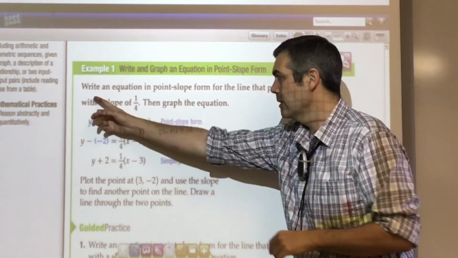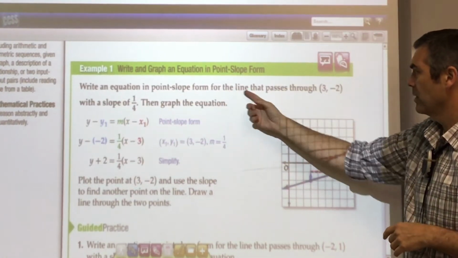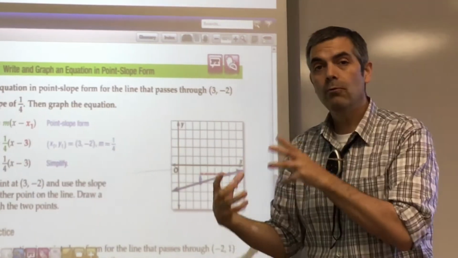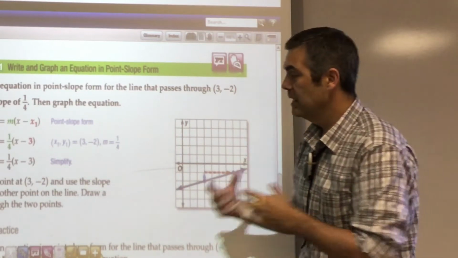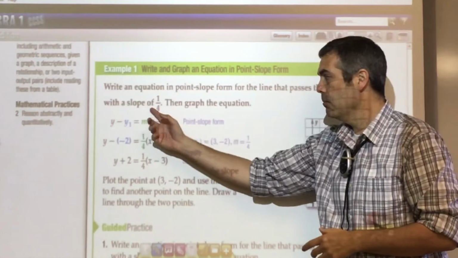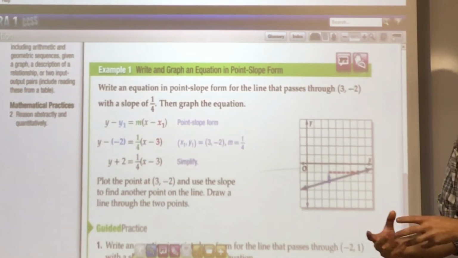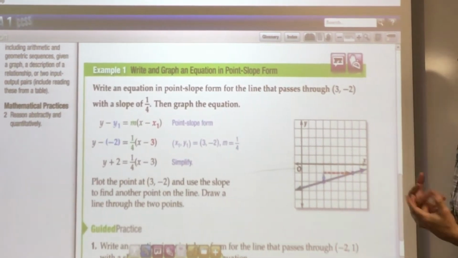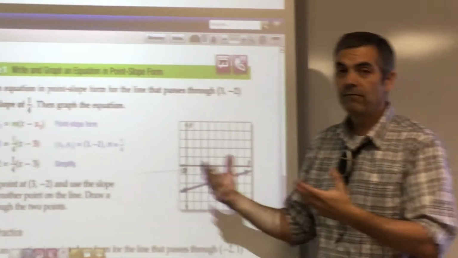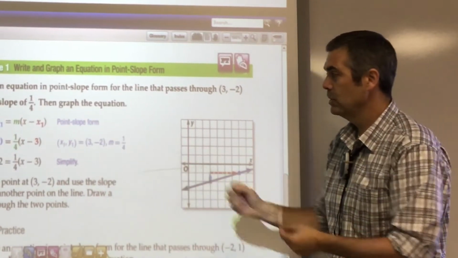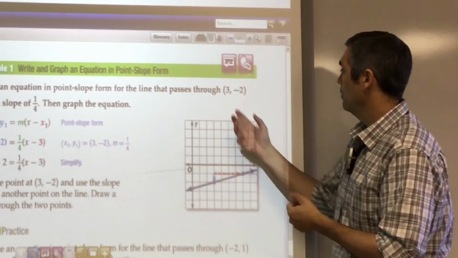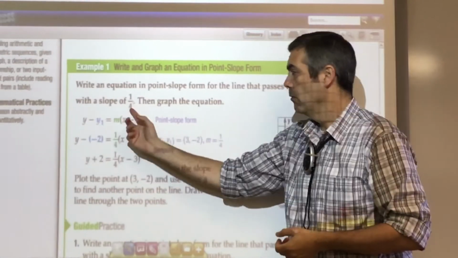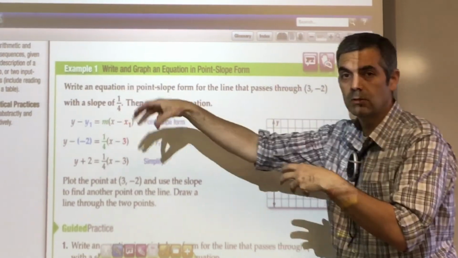Okay, write an equation in point-slope form for the line that passes through (3, negative 2). So they give you a point on the line, and they say, with a slope of 1/4. They gave you the point on the line and the slope, and they say, write it in point-slope form. Well, it's really all substitution. Once they've given you this information, you substitute it in to where it belongs. 3 is your x, negative 2 is your y, and 1/4 is your m.